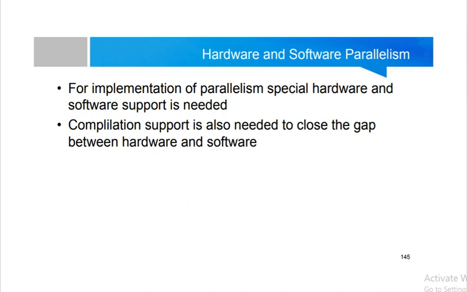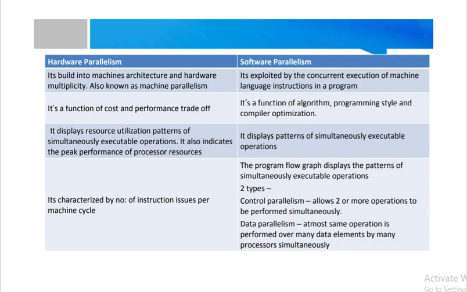We all know the system contains both hardware and software. The hardware parallelism is defined by the machine architecture and the hardware multiplicity. In this session, I will discuss how the utilization of resources is done in hardware parallelism and what the characteristics of hardware parallelism are. We can also call it machine parallelism. It's a function of cost and performance trade-off, and it displays resource utilization patterns of simultaneously executable operations.